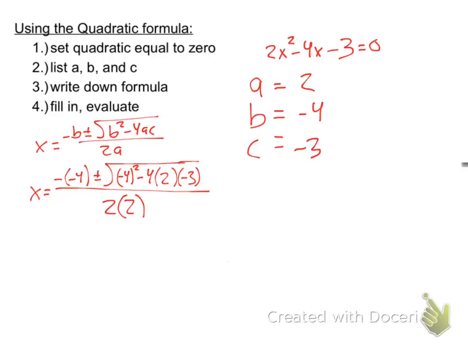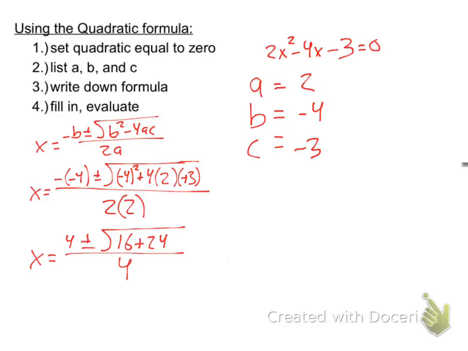Now all I have to do is evaluate this. Opposite of negative 4 is 4 plus or minus the square root of negative 4 squared, 16. Now, this is where the tricky part comes into play. Our subtracting of 4 times 2 times negative 3, I will automatically know that I'm multiplying two negatives, I change into positive. I don't make mistakes. 4 times 2 times 3, 24, adding 24, all over 2 times 2.